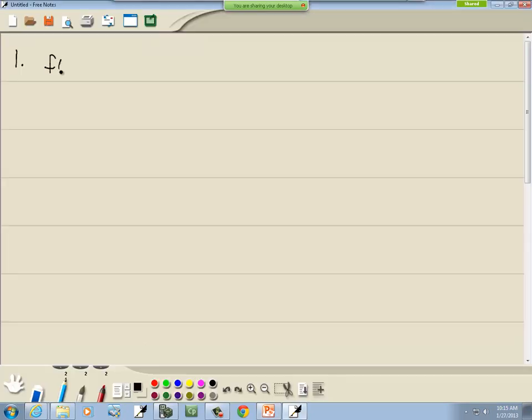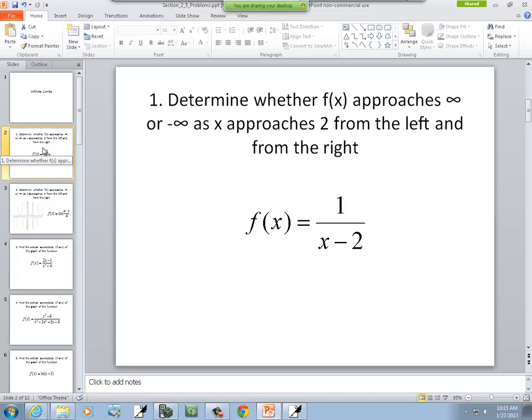Got f of x is equal to 1 over x minus 2. And it's asking, determine whether f of x approaches infinity or negative infinity as x approaches 2 from the left and from the right. Well, let's just look at the graph of this and then see what's going on.